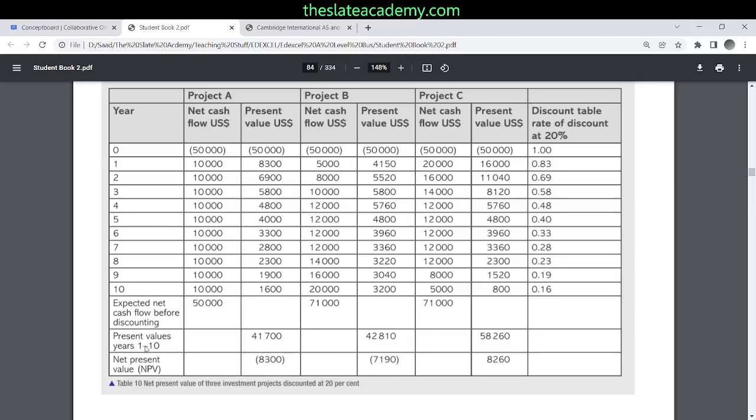Sir, these values are rounded. It won't give me an accurate number then. Don't calculate these discount factor values. I'm repeating again and again, most probably you'll be given these. No, sir, I did 20,000 for project C multiplied by 0.83. It's 16,600. 16,600 shouldn't be rounded to 16,000. Yeah, I think that 0.83 is rounded. Yes, 0.83 is rounded.